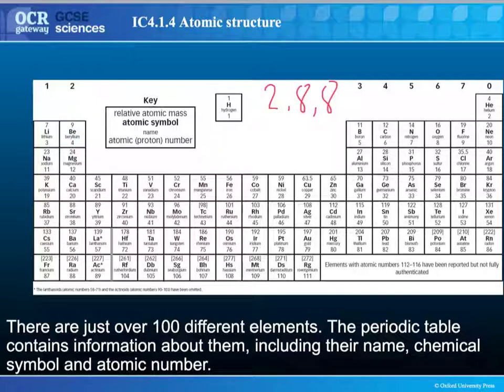Beryllium here is an easier one. 4 is its atomic number, so it's got 4 electrons. That will mean there'll be 2 in its first shell and 2 in its second shell. It's important to note that electron shells always fill up from the inside out, so if there are more than 2 electrons, there will always be 2 electrons in the first shell.